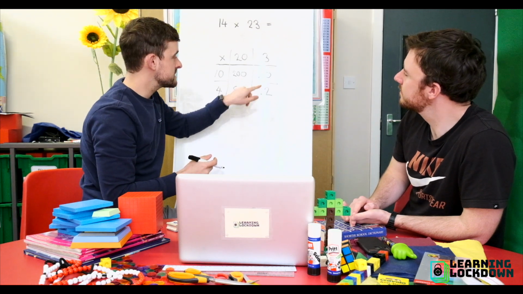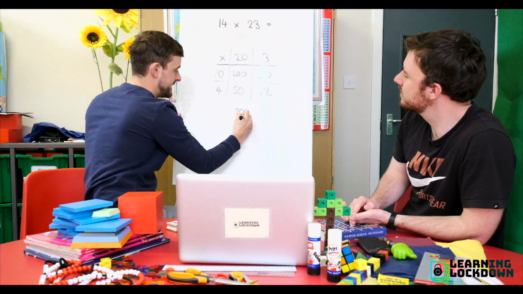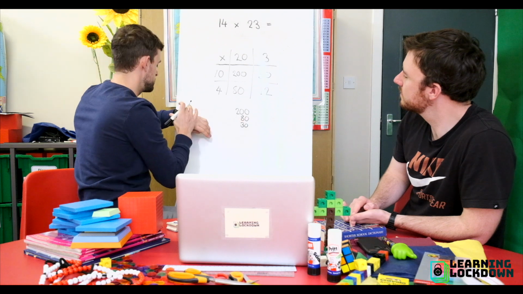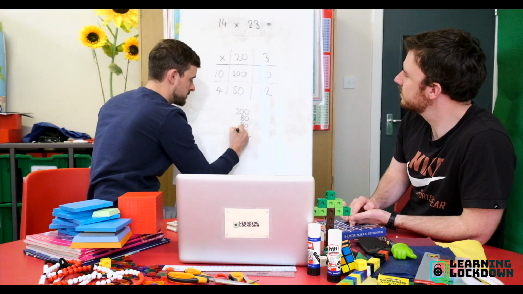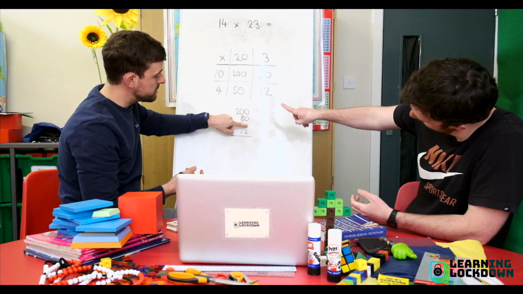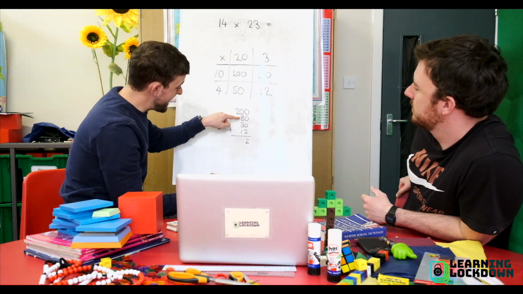Now we need to take all these answers and add them together. 200, 80, making sure my place values are all in the correct rows and columns. Bit more complicated with adding up because we've got 4 numbers, but we should be okay. Our ones, 0, 0, 0, 2. 2. 0, 8, 3, 1.